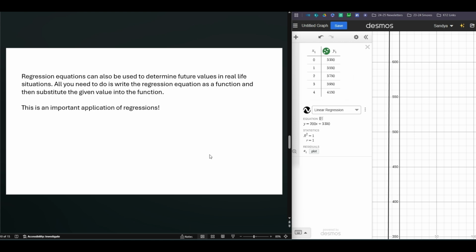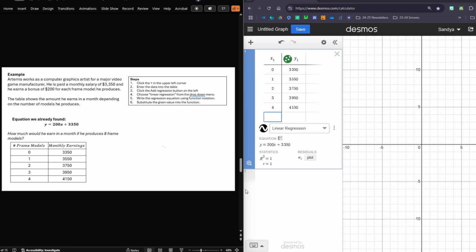So regression equations can also be used to determine future values in real life situations. All you need to do is write the regression equation as a function and then substitute the given value into the function. And this is actually a really important application of regressions. So now what we can do is use the equation that we wrote in this word problem we were just working on and figure out a value that's not included in our table.